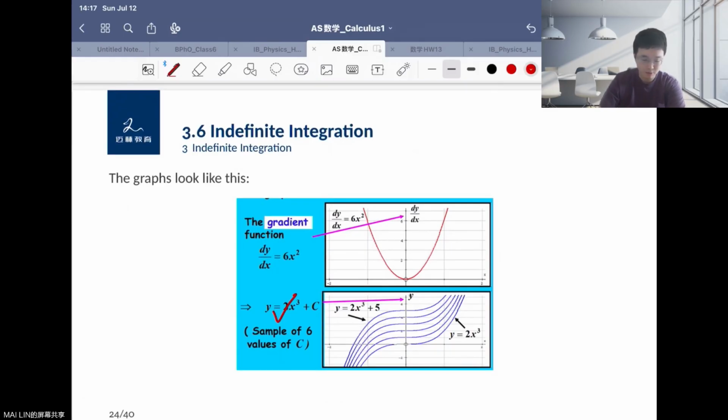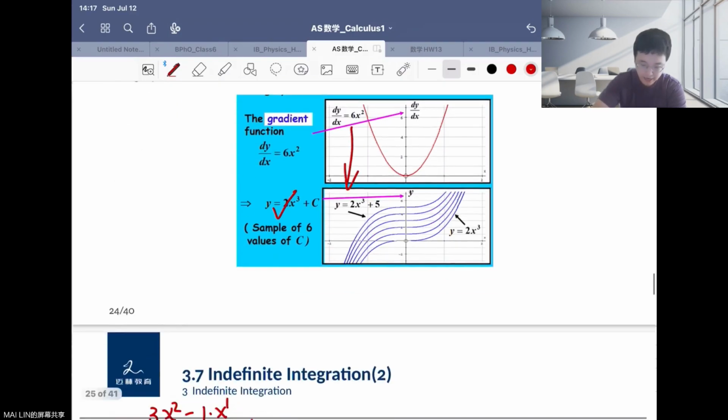Okay, so that is for dy over dx equals 6x squared, and we can also say that the original function here is 2 times x cubed plus 5, okay? That is for this. And here we have the indefinite integration.